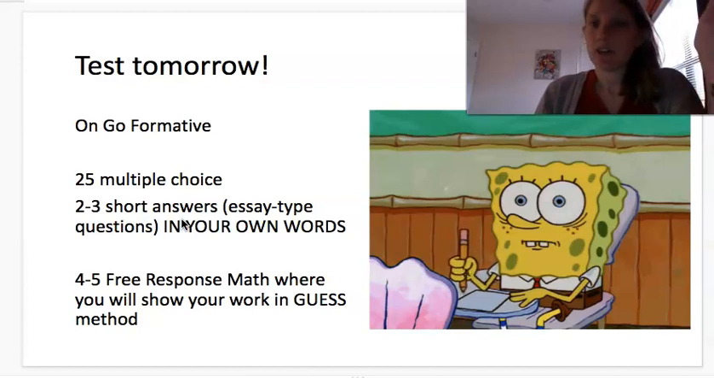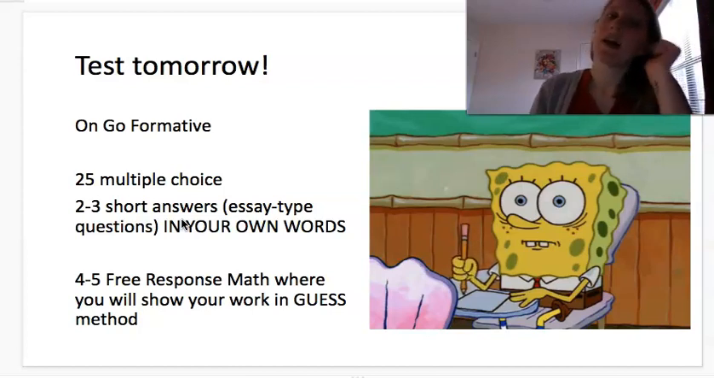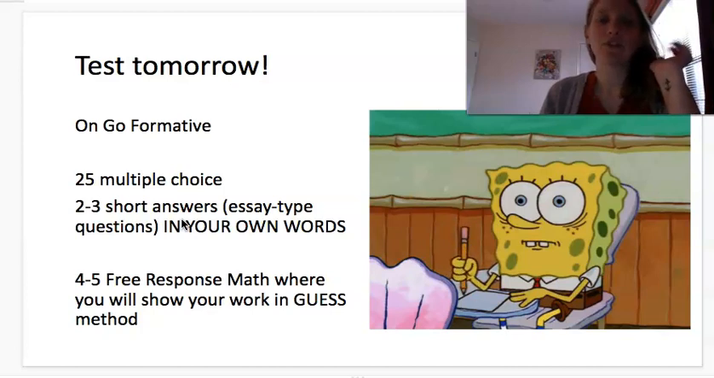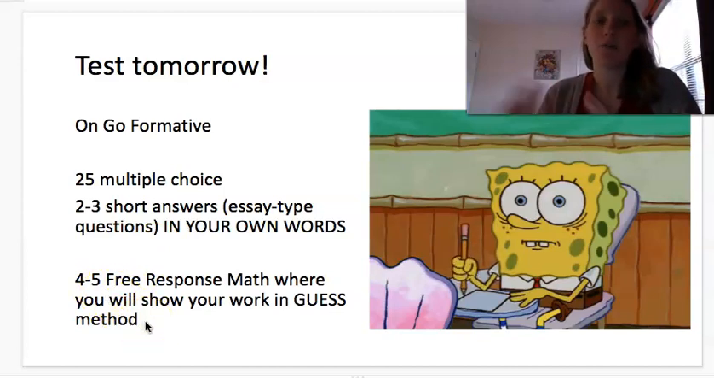I will be checking to make sure you're not copying off the internet, things like that. So, just try to answer to the best of your ability. And then there'll be some math on there. Now you can show your work on Go Formative. It'll have an option where you can upload a photo of your work. So I'll have instructions for that tomorrow as well.